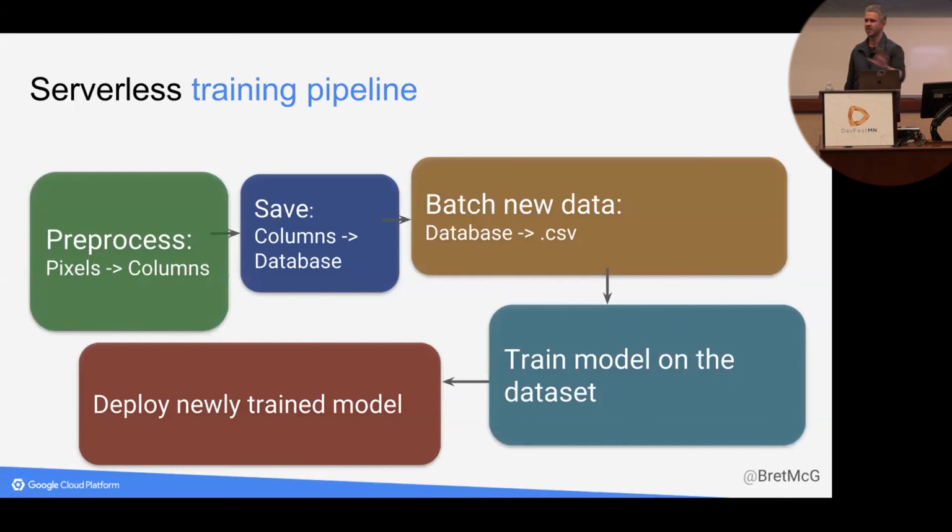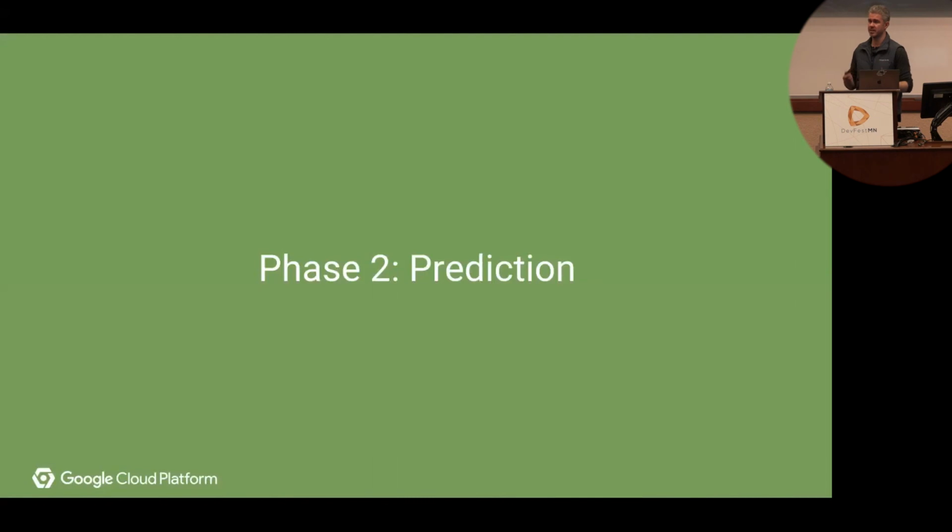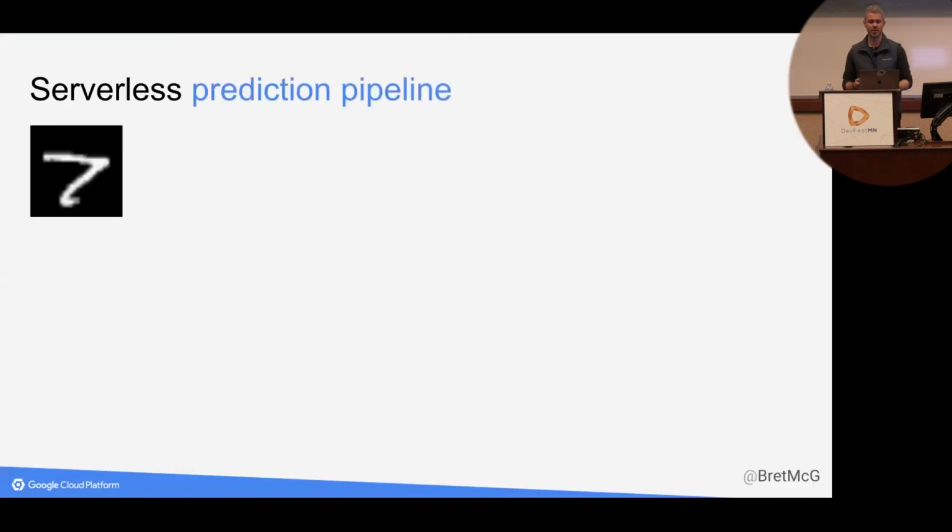All right, the version without the boxes. Process the data, save it to a database in columns, pull it out of an awesome database and put it into a weird CSV, train on that new data, and then deploy it so that when it does predictions, it has the updated model. All right, so now that we have that, we have the next phase, which is how do we actually use the new version of the model.